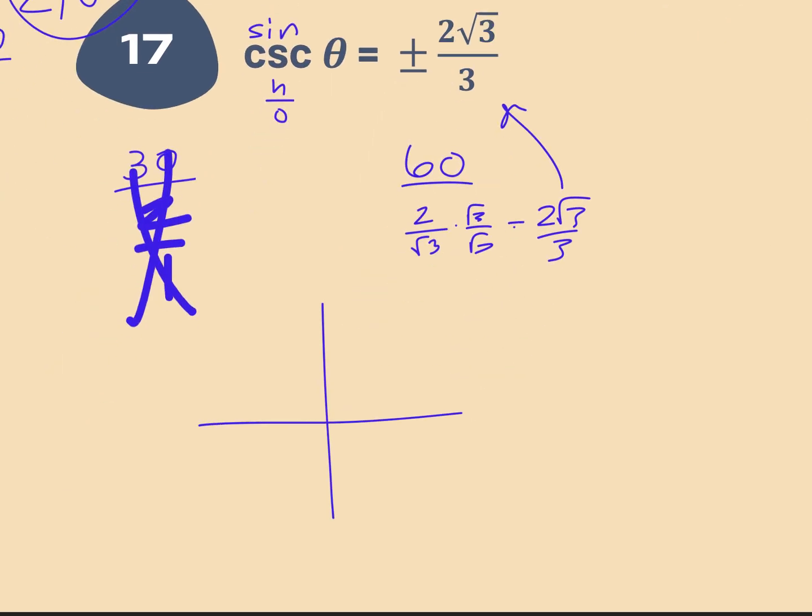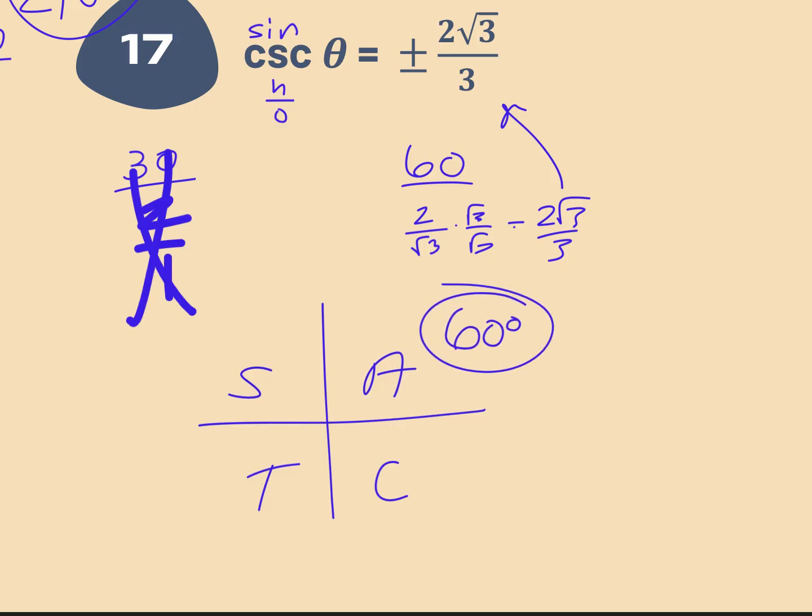So now, it's all students take calculus. But think about it, guys. It wants everywhere where it's positive and everywhere where it's negative. So I want all 4 quadrants, correct? So in quadrant 1, it's just 60. Good. In quadrant 2, it's what? It's 120 because you do 180 minus 60 and you get 120.